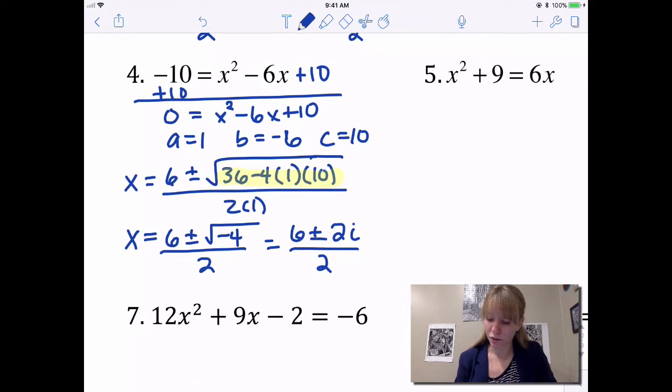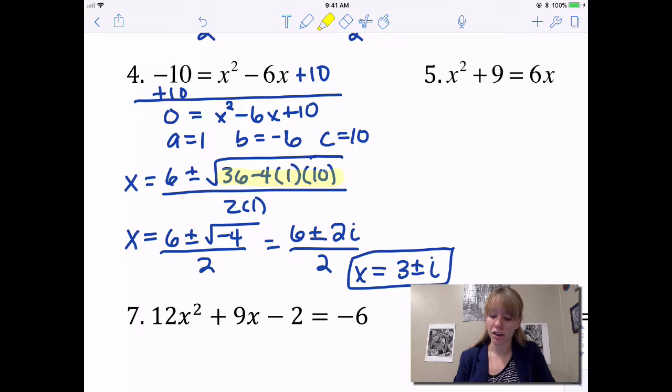So my final answer will be x equals 3 plus or minus 1i, or just i. That's again because this is all divided by 2. So I take 6 divided by 2 and 2 divided by 2.